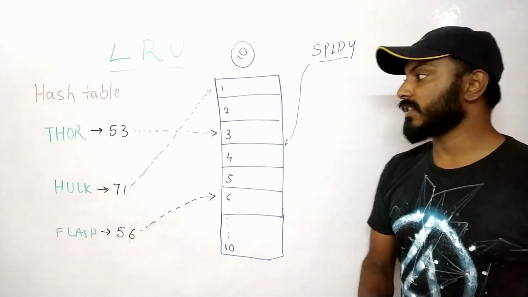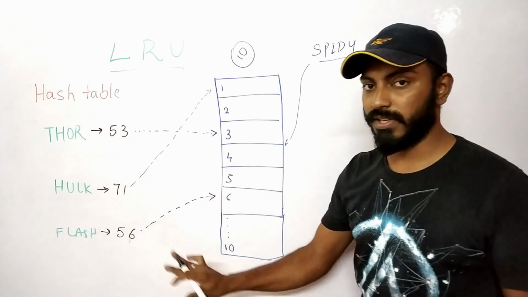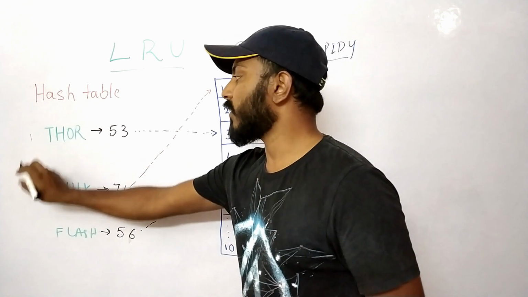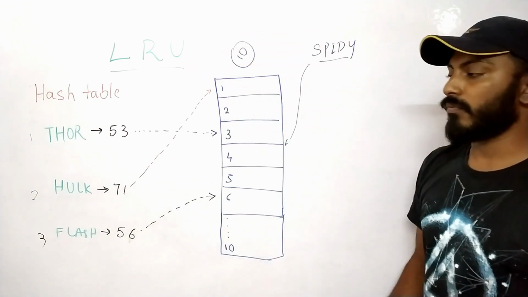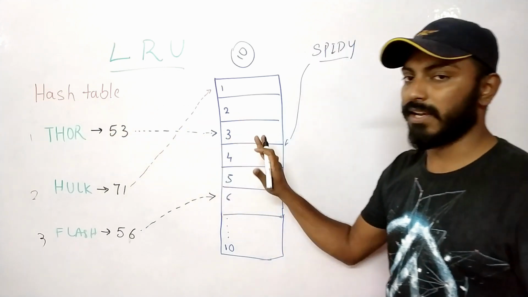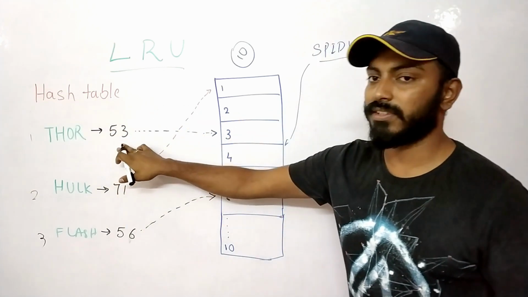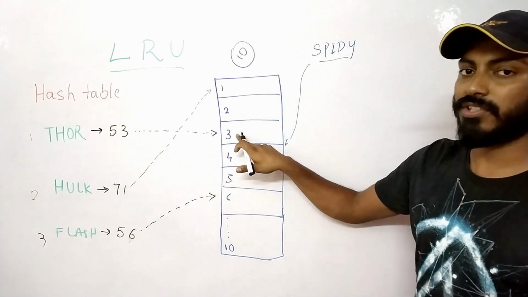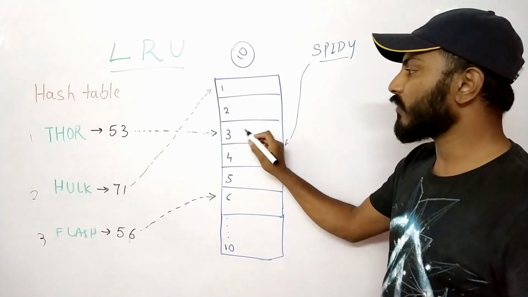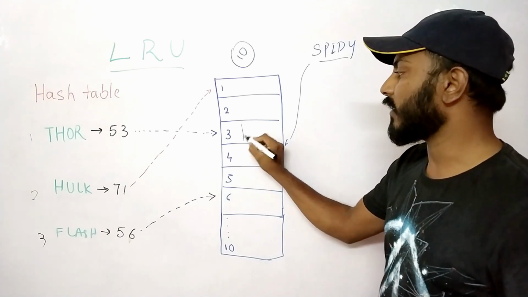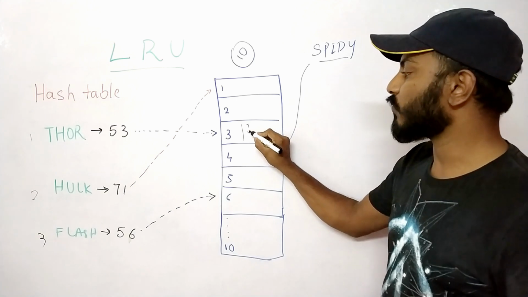So say we haven't saved any of this. Let's come in order, first one and second one and third one. Now we want to save Thor to this particular hash table. Thor's hash we got is 53 and we know that bucket third is where we need to save. So ideally what we do is we'll save the key and value over here, right? That is Thor and its value.